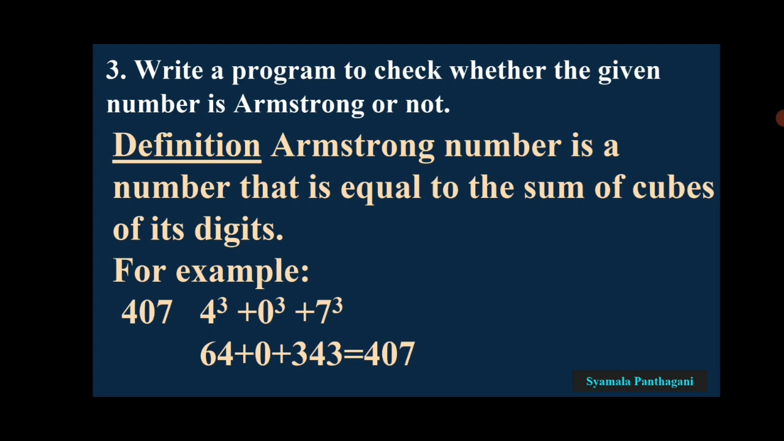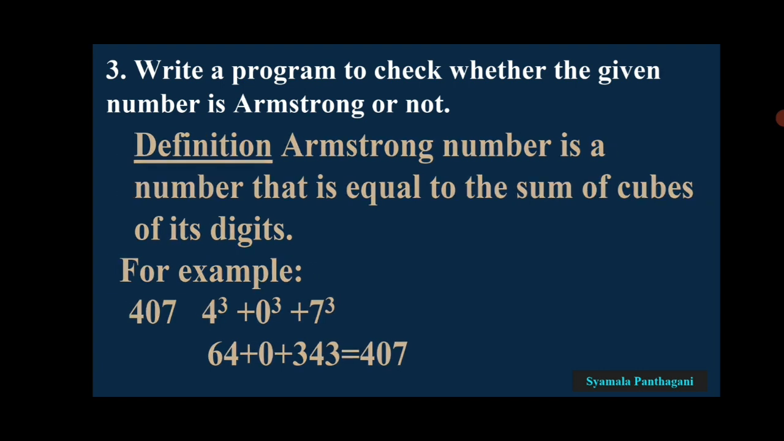The given number is equal to the sum of the cubes of the digits. That's why this 407 is called an Armstrong number. Now come to the explanation.